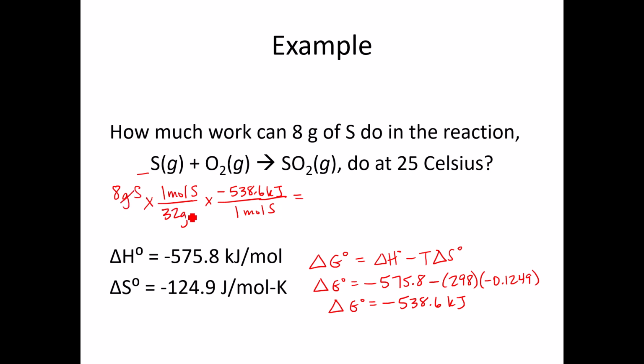And this will allow me to calculate kilojoules of work that are left. So I get negative 134.6 kilojoules of work. So instead of this being heat, this time it's work, measured based on delta G. So the negative indicates it's spontaneous, and this is the work that the reaction can do. And the 134.6 is based on starting with 8 grams of sulfur. If I have more grams of sulfur, the reaction can do more work.